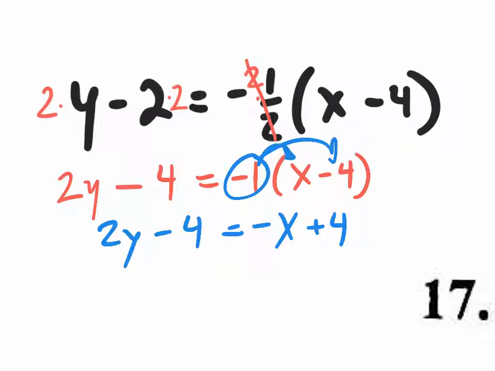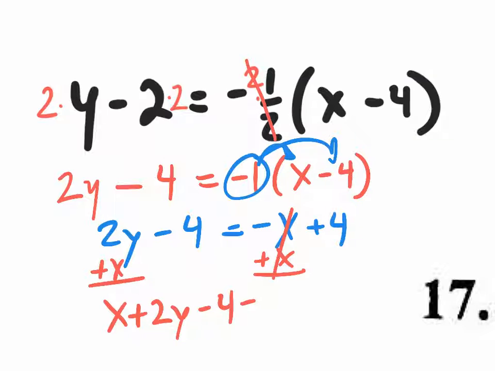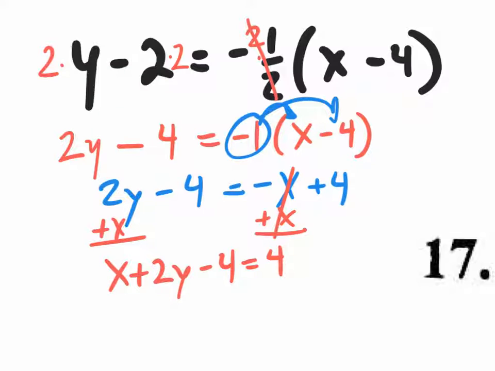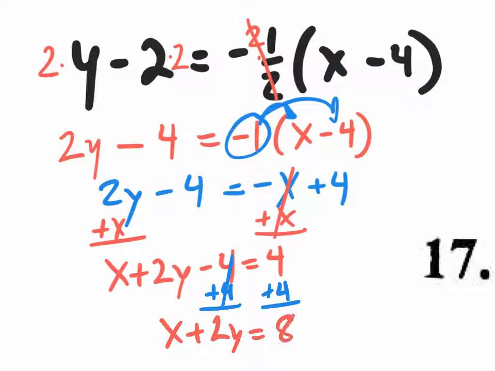So now it's a question of moving the x's to the left side and the numbers to the right. So I am going to move that negative x by doing the opposite, plus x. I'm going to rewrite it. x plus 2y minus 4 equals 4. So my final step here will be to get rid of the minus 4 by moving it to the other side. So you're going to go plus 4 here, plus 4 there. x plus 2y equals 8.